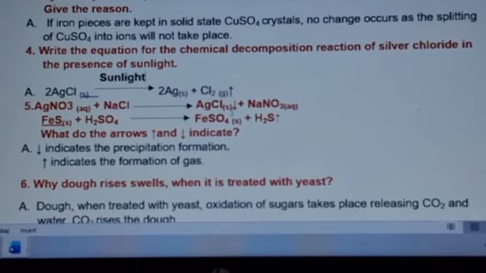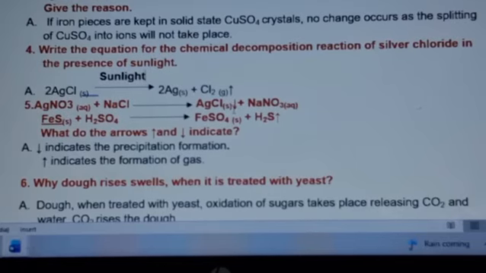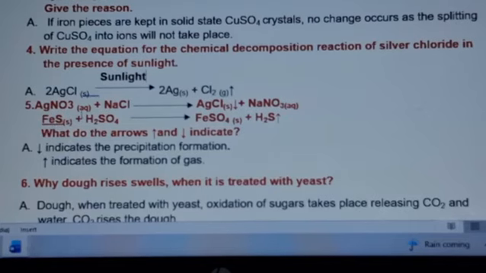S means solid form. So maybe it is actually, this symbol indicates that it is precipitation. Arrow mark down, it is precipitation. Silver chloride is a precipitation. Okay, AQ means aqueous solution, means the solid dissolved in distilled water.